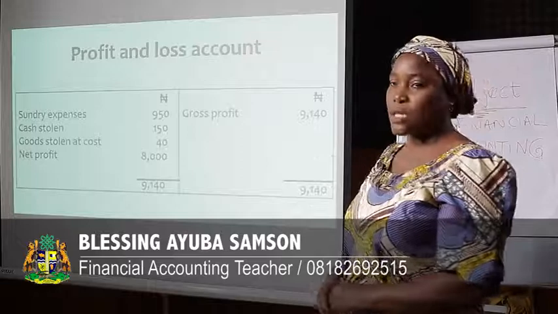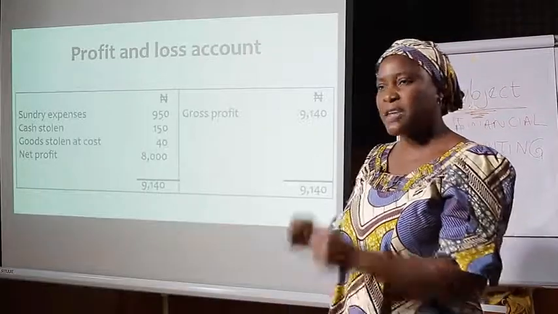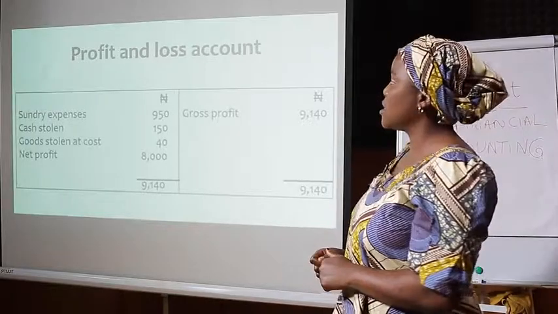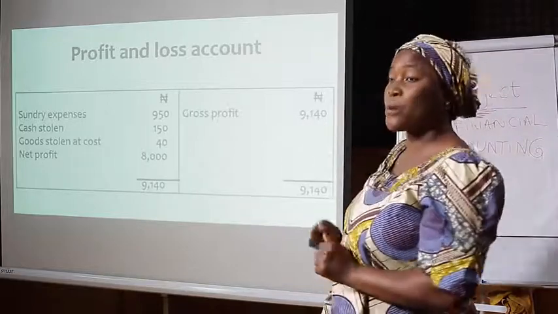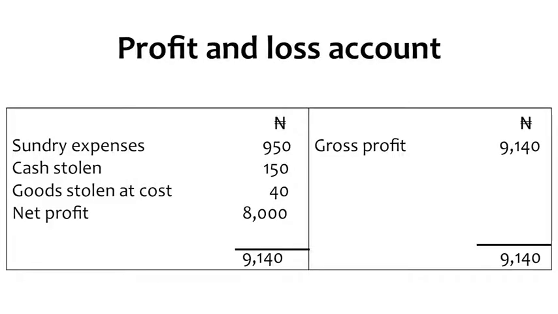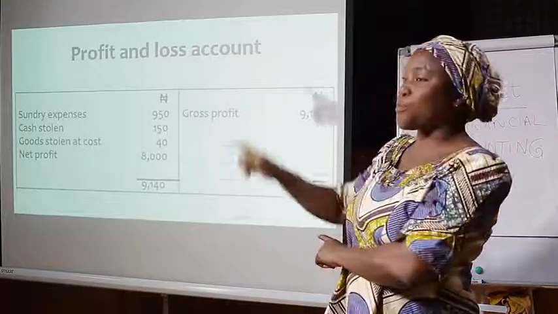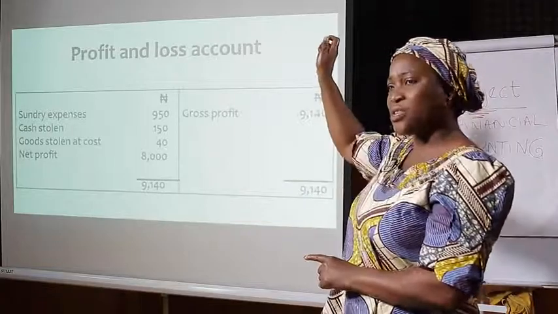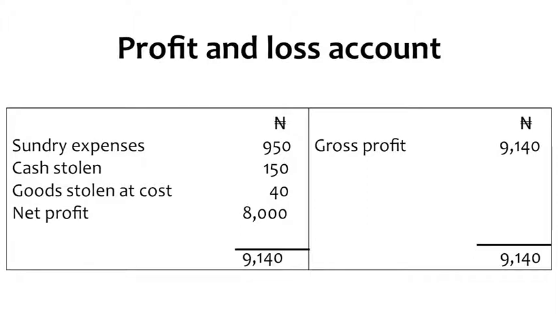Now, this is our profit and loss account. Our profit and loss account is to determine whether our account has made a net profit or a net loss. In our profit and loss account, you are going to carry the gross profit from the previous account, the memorandum account. You always bring back your gross profit to the credit side of a profit and loss account. Your gross profit is to be brought forward, taken from any trading account to your profit and loss account. And this gross profit that we had in our memorandum account is 9,140 naira.